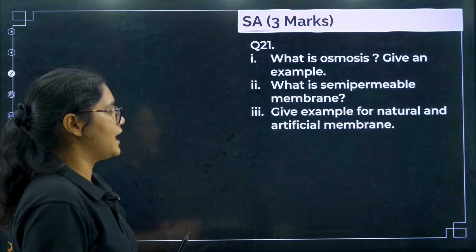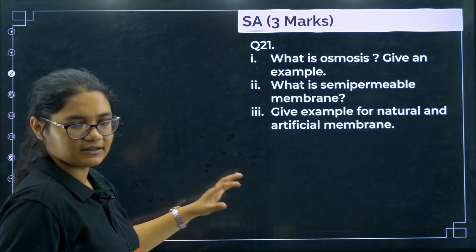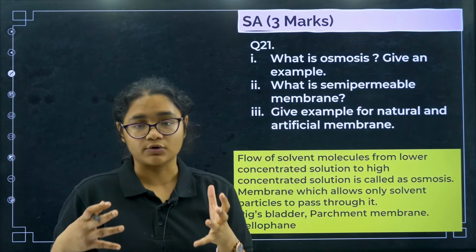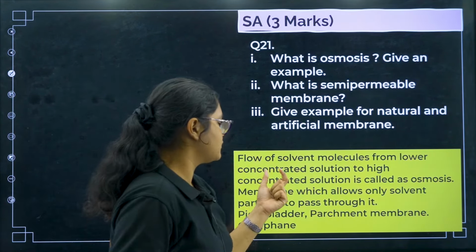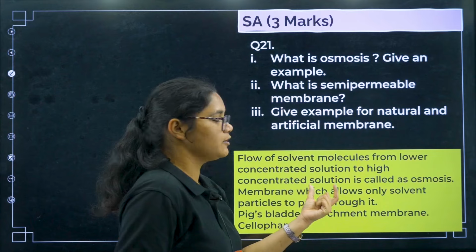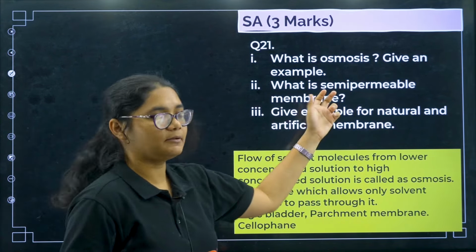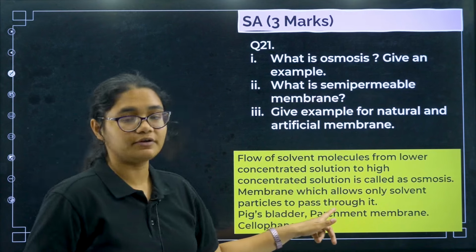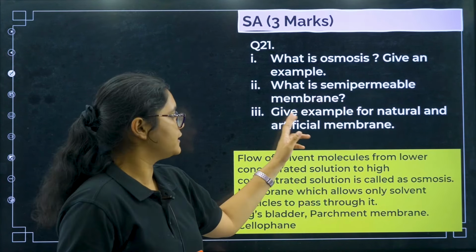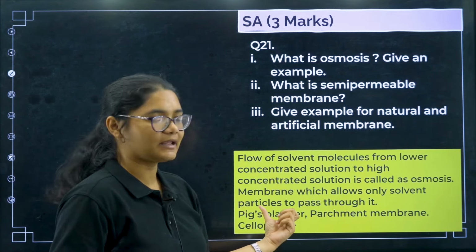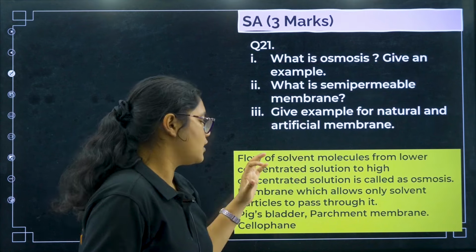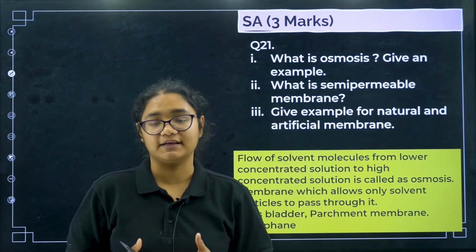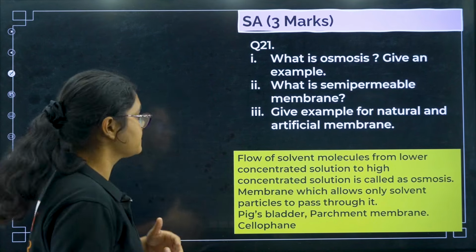Okay, next let us see what is osmosis and give an example, what is a semi-permeable membrane, and give an example for natural and artificial membrane. So this can be asked in a mix and match format. Osmosis is the flow of the solvent molecules from a region of lower concentration to a region of high concentration. What is a semi-permeable membrane? It is a selective membrane which allows only the solvent particles to pass through it. Example of natural: pig's bladder can be used as a natural membrane, and parchment membrane. Cellophane is an example of an artificial membrane.